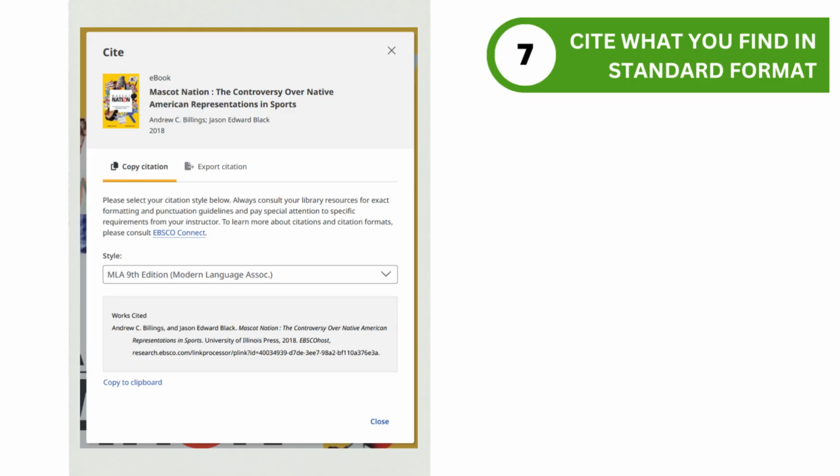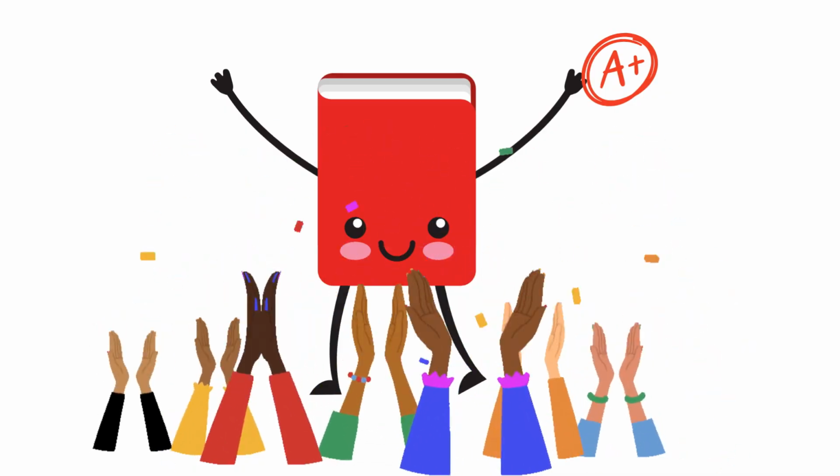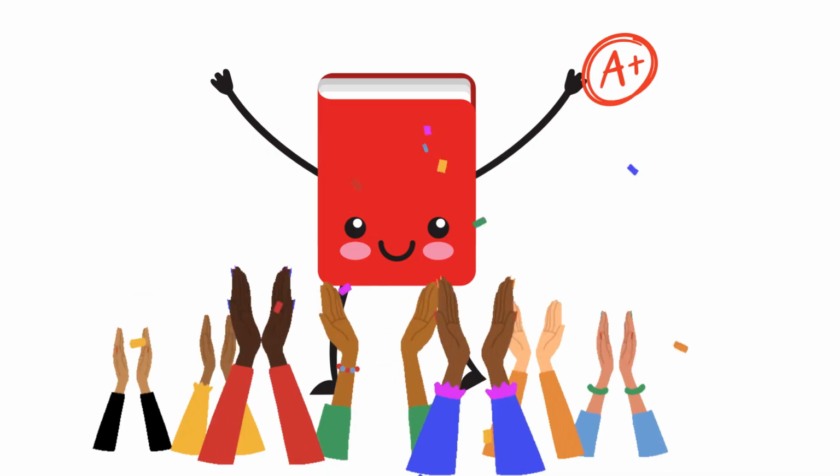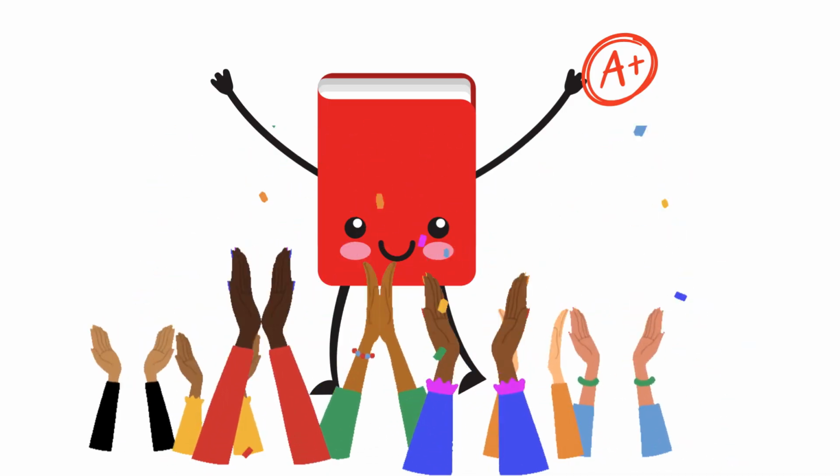Last, but certainly not least, Step 7. Cite what you find in standard format. Citing in a standard format supports academic integrity, allowing readers to verify sources, and allowing the writer to avoid plagiarism. It also makes sure that the proper credit is given to the original author. By taking your time, finding appropriate resources, evaluating the information, and following the academic guidelines for papers, you are sure to succeed in all your research assignments.